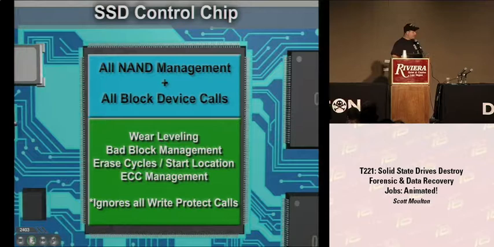And as you can see, all of this is happening physically in this device here: wear leveling, bad block management, all your erase cycles, your start locations, your ECC management, and you ignore write protect calls. And when I say ignore write protect calls, I don't mean the same thing as putting a write blocker on my device in forensics before it talks to the solid-state disk. What I mean is that each one of the NAND chips has a leg on it that basically has a write protect on it.